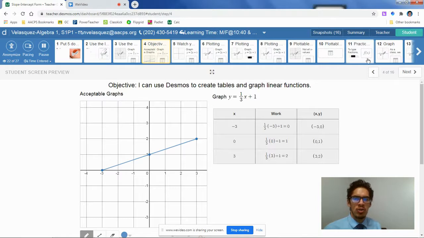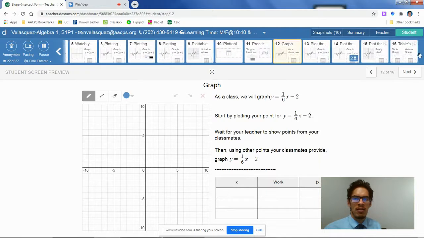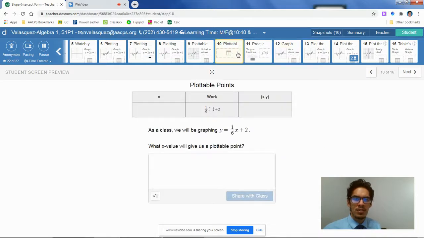So I want to show you how to do your homework assignment where you are asked to do slides 12 all the way to 16. Okay, graph number 12, we were going to be graphing y is equal to 1/6x minus 2. And so I want to show you guys some plottable points that we can use. And so it goes off of, well, what x values are going to be plottable for us.